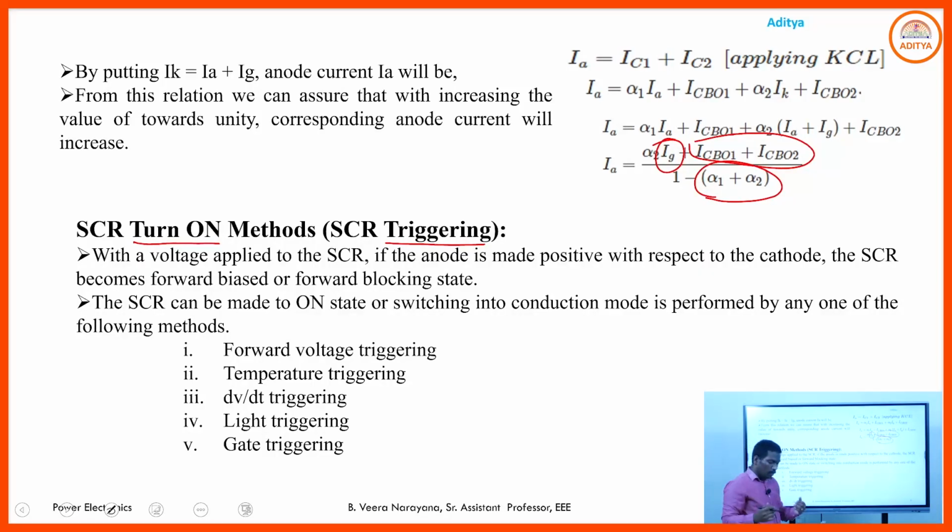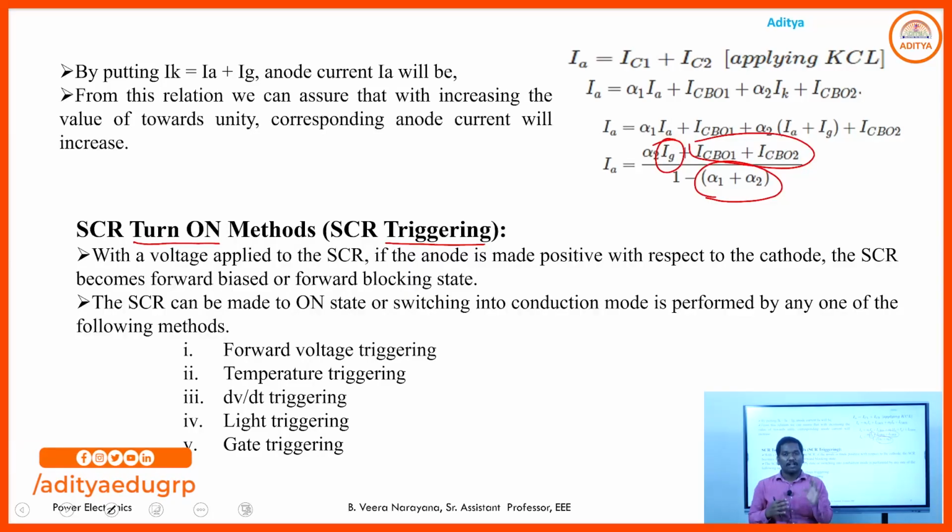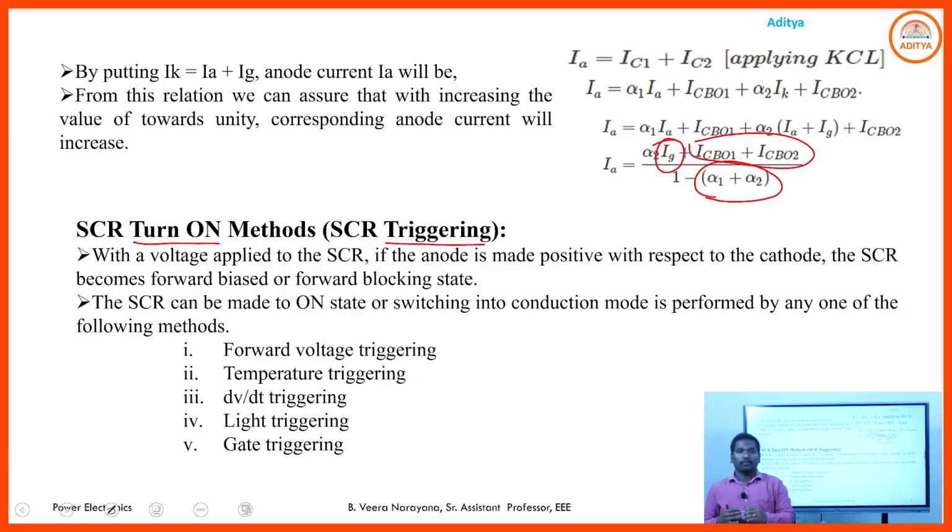So we know the different operating modes of the SCR. When the anode is made negative with respect to the cathode of the SCR, it is in reverse biasing mode, which is the off state of the SCR. When the anode is made positive with respect to the cathode, the SCR is in the forward biasing mode or forward blocking mode, which is also treated as the off state of the SCR. If you want to bring the SCR from forward blocking state to forward conducting state, we have different methods. Those are simply called the turn-on methods of the SCR.